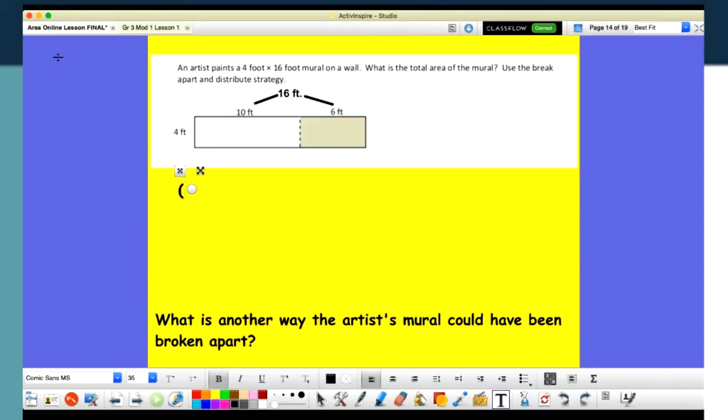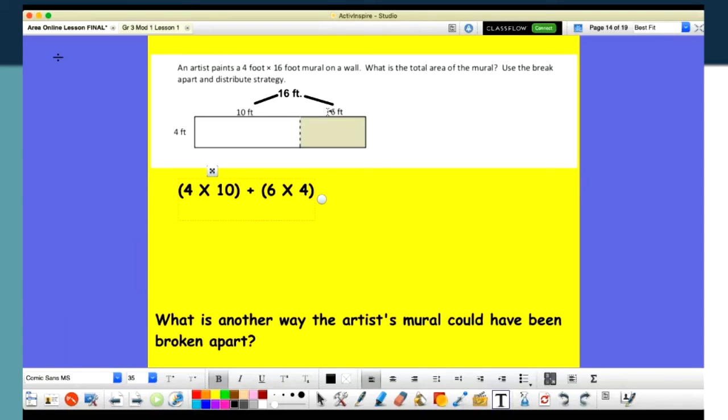So does anybody know what we could multiply first? If you thought in your mind or wrote down 4 times 10, that is an answer that you could have said, because we're going to multiply 10 times 4. Now this side length is also 4. So the next one would be 6 times 4 in parentheses.